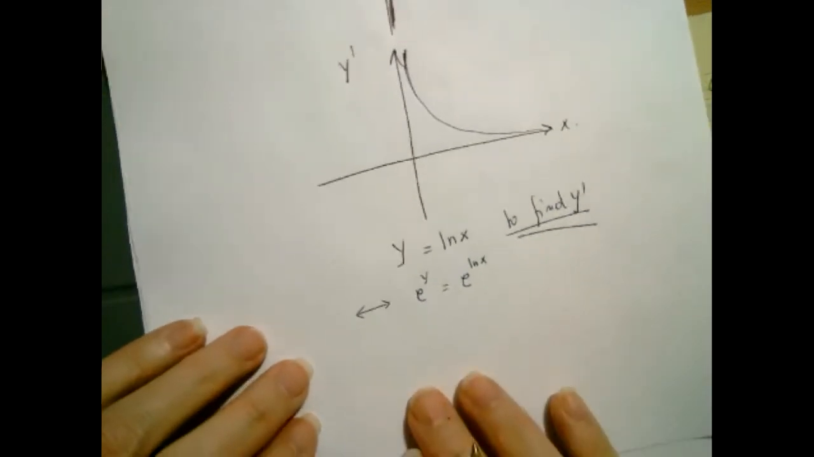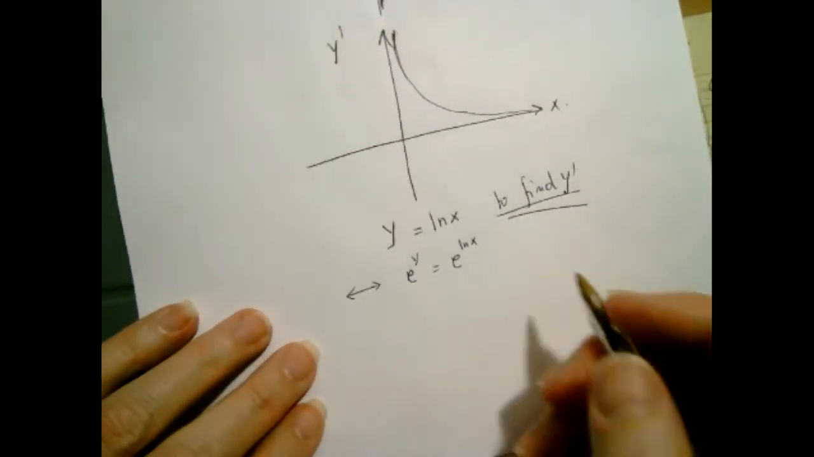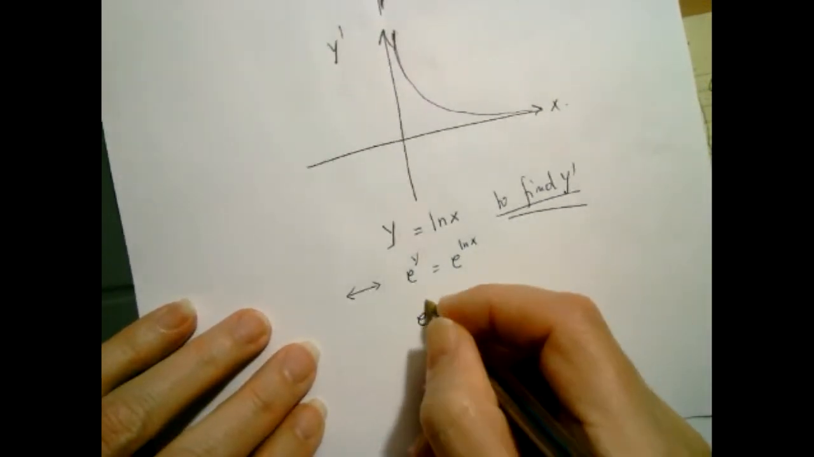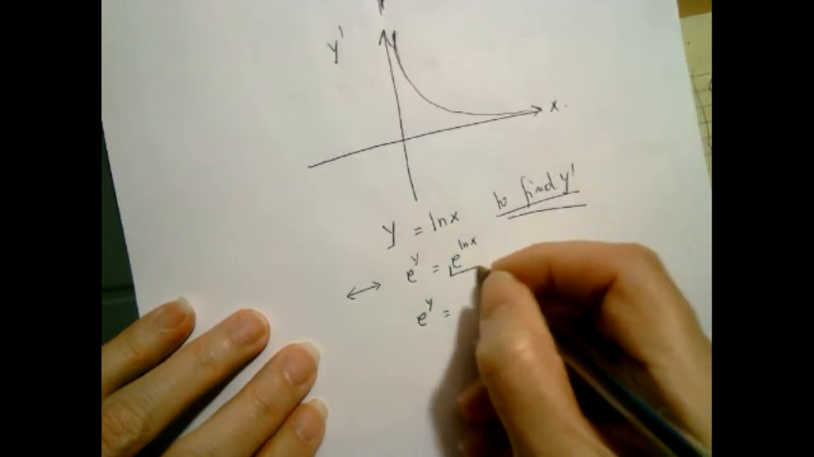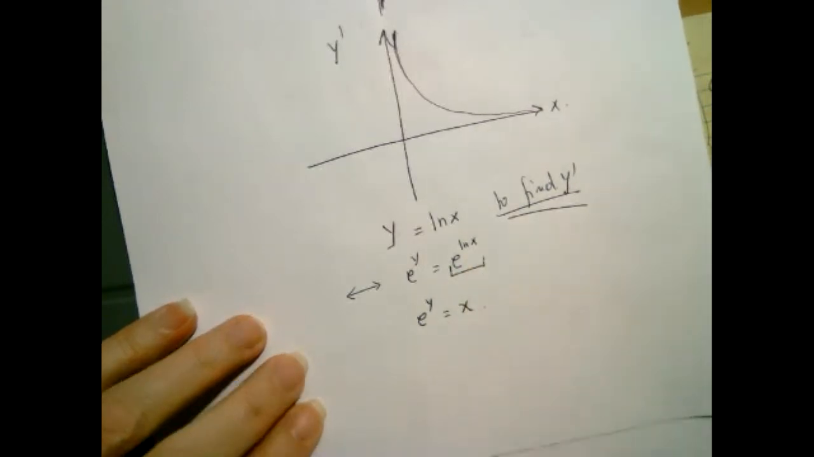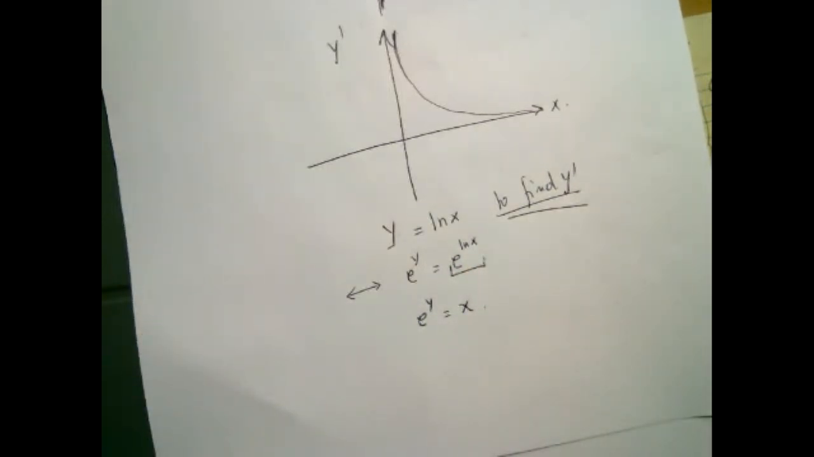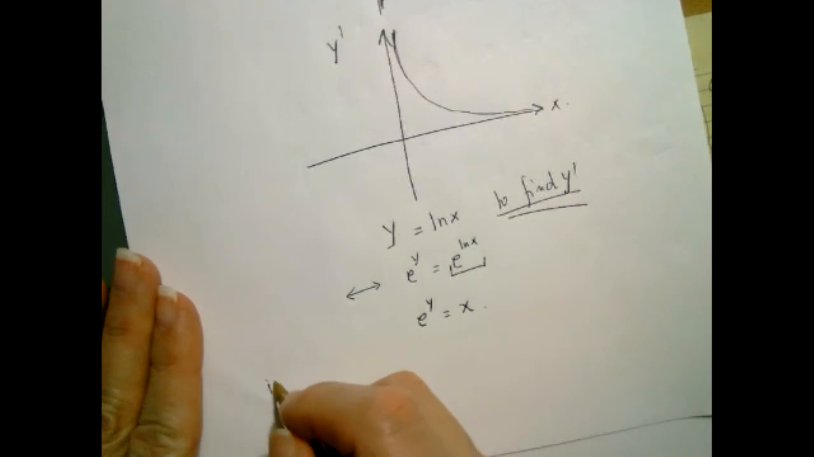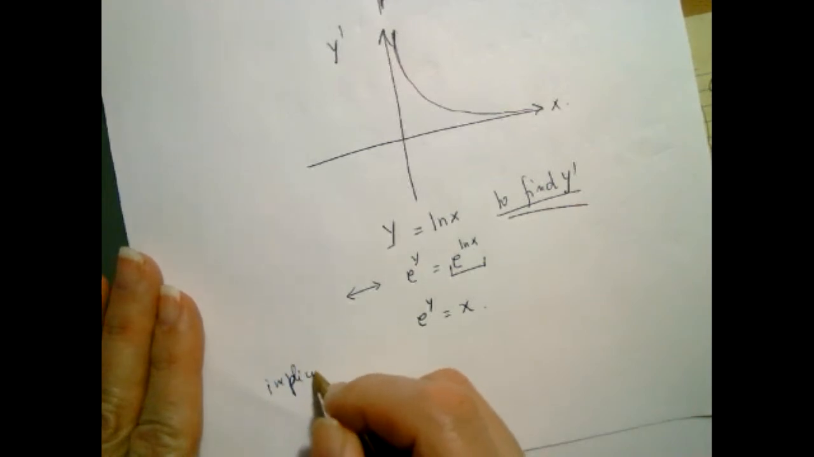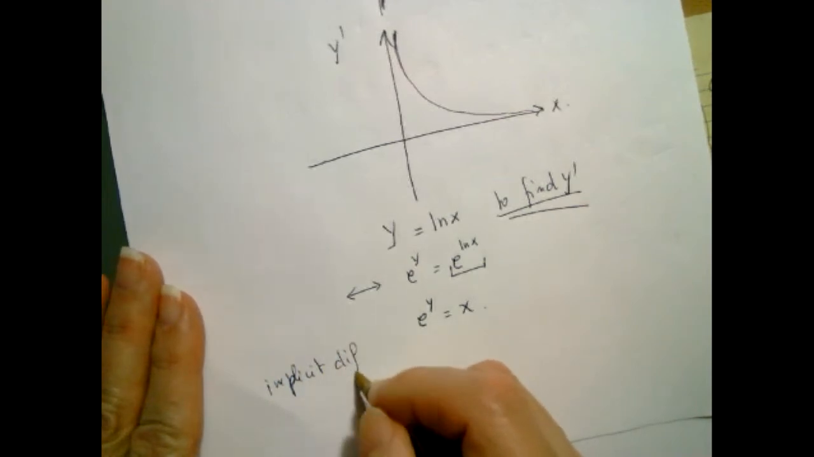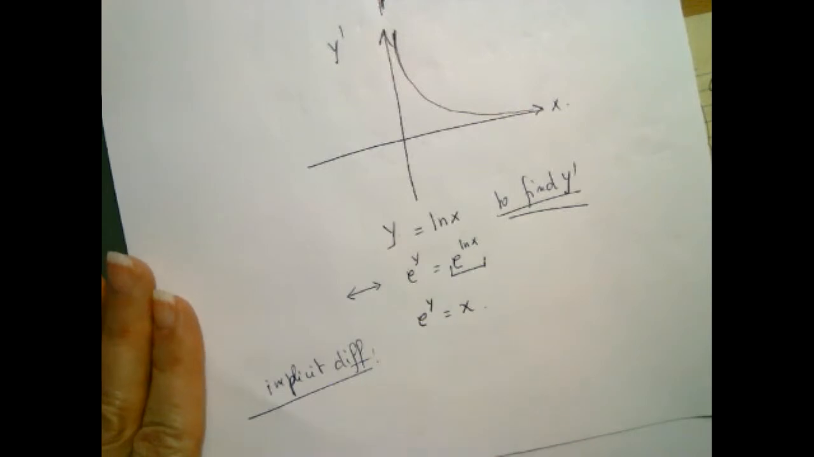Now why am I doing this? Because I need a formula for y prime. But we know what e to the ln of x is. E to the ln of x is x. Right? And now we're going to use implicit differentiation. So it's a little bit tricky. How are we going to use it?